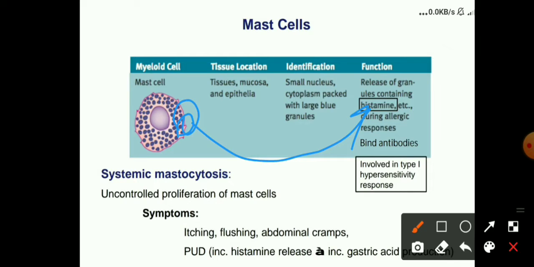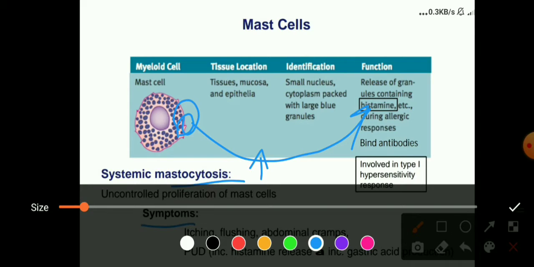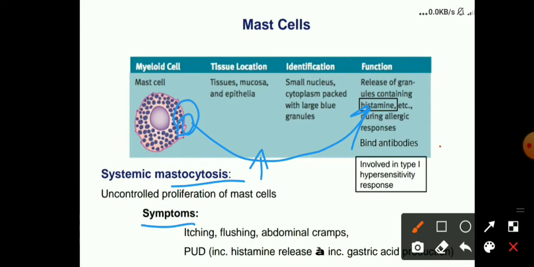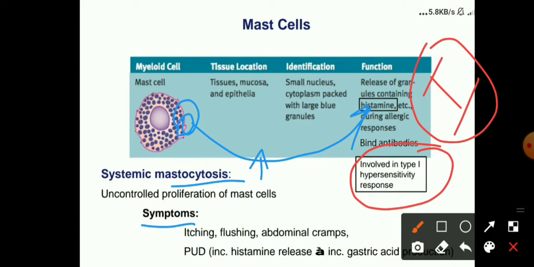We also have to know some of the symptoms of mastocytosis, that is increased quantity of mast cells. Symptoms such as itching, flushing, and abdominal cramps occur when mast cells are increased or more histamine is released. And one very important point to be noted is that it is involved in type 1 hypersensitivity reaction.